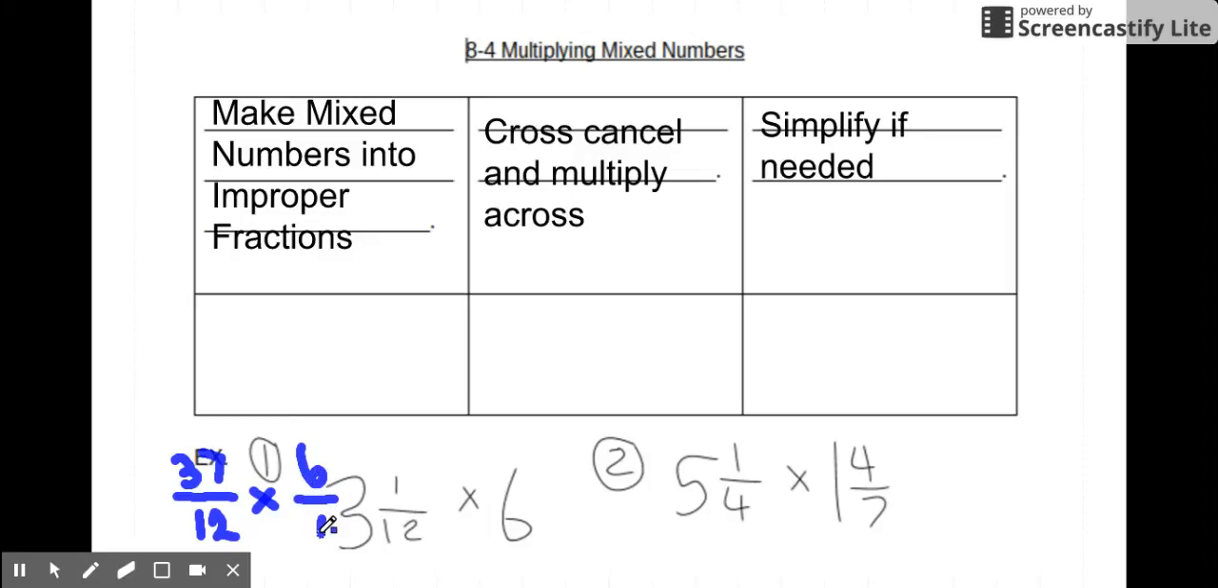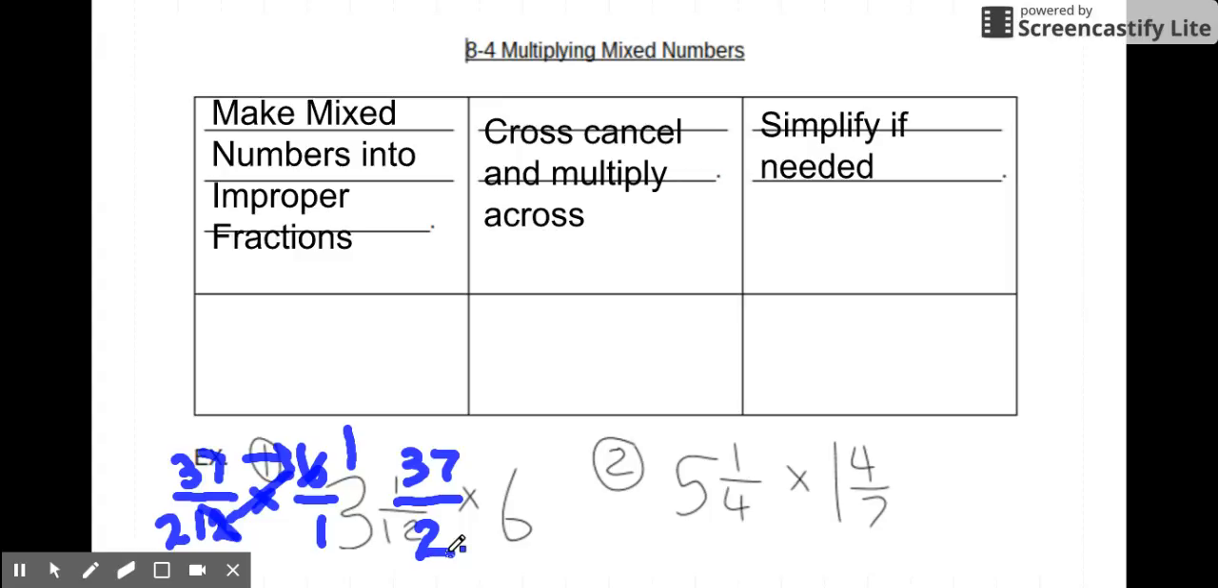And then cross-canceling, that's where you look diagonally and see if there's anything that can be reduced. So with 37 and 1, you can't, but with the 12 and the 6, you can cross this out and make it a 1, because 6 will go into both. So 6 divided by 6 is 1, and 12 divided by 6 is 2. And then just multiply straight across. So 37 times 1 is 37. And then 2 times 1 is 2. So you have 37 over 2.